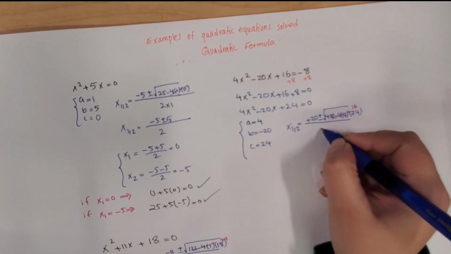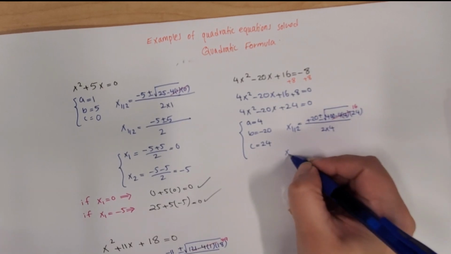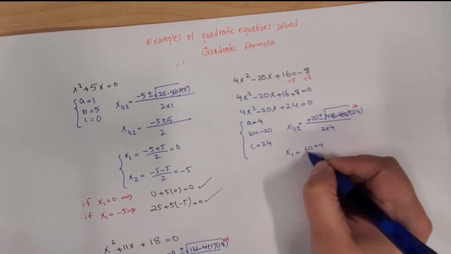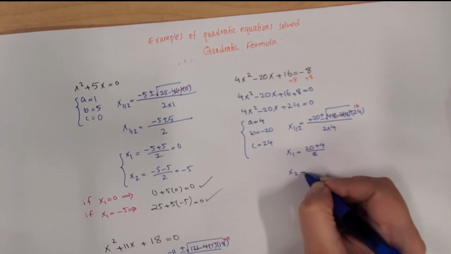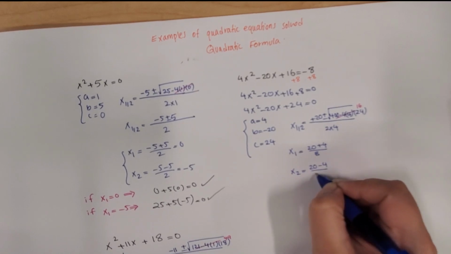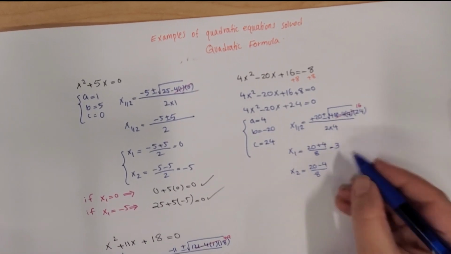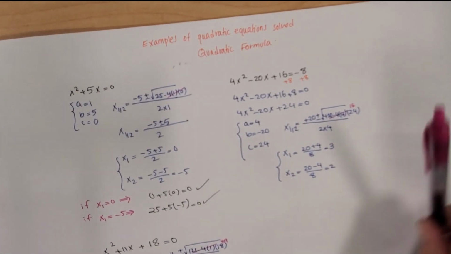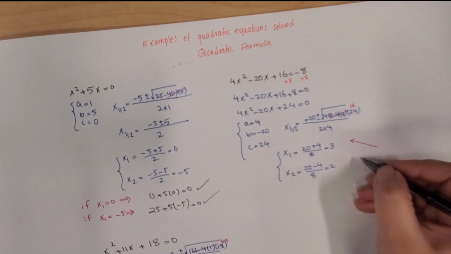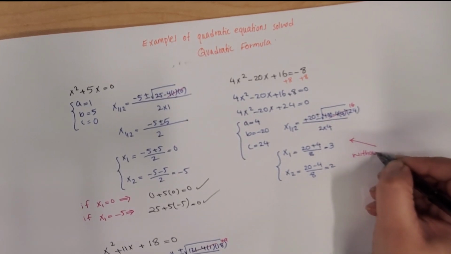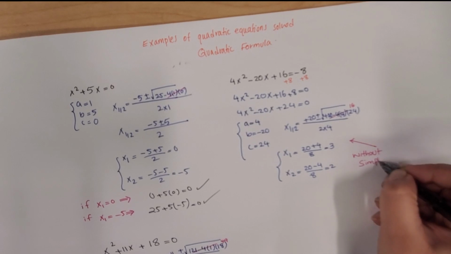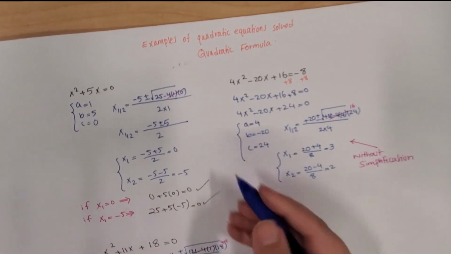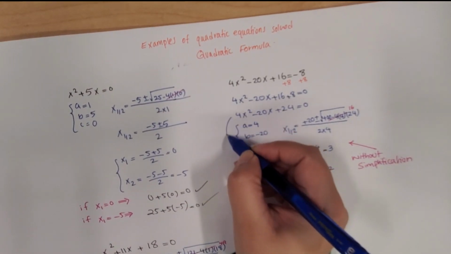And then over 2 times a. So x1 would be 20 plus 4 divided by 8. x2 would be 20 minus 4 divided by 8. So here the answer is 3. Here the answer is 2. So far, in this method, I didn't simplify. But I want to show you something really interesting. Let's go back to my equation, this one.